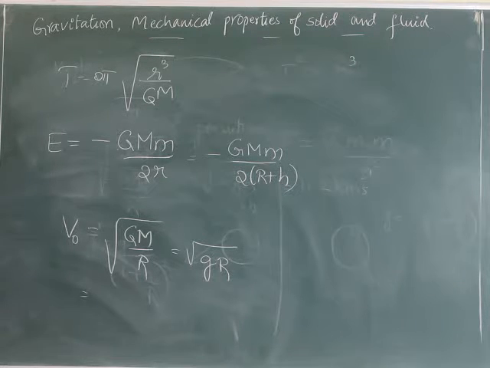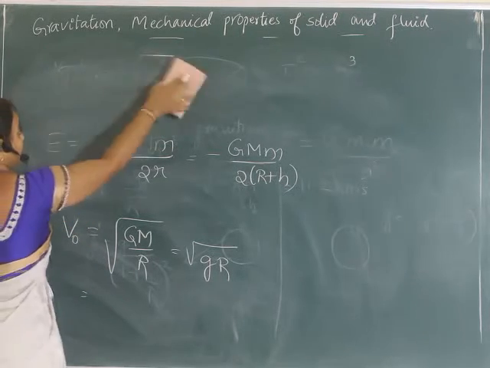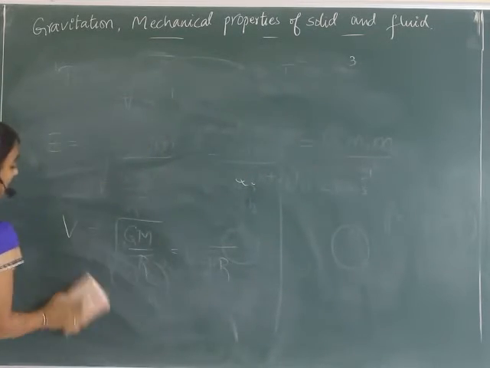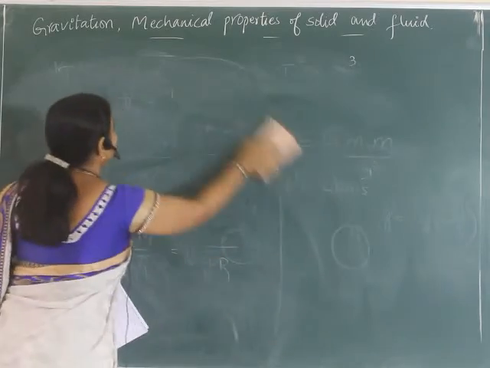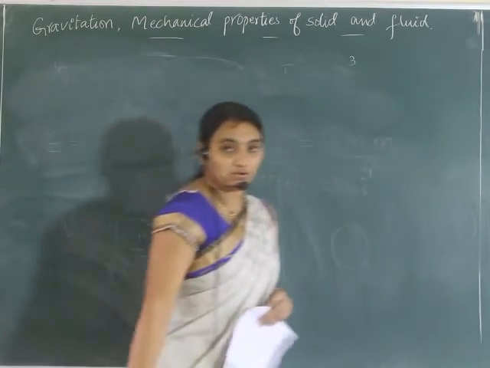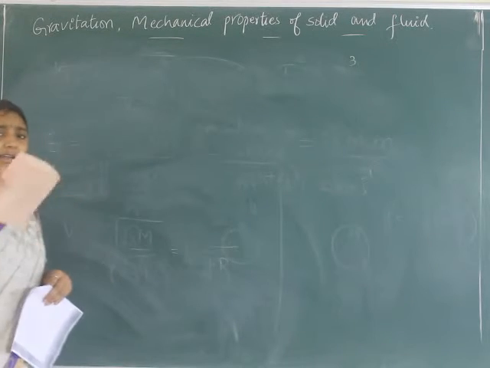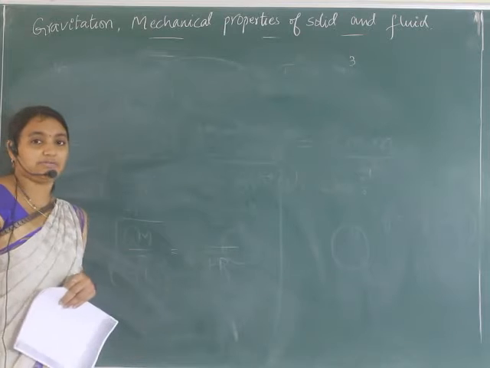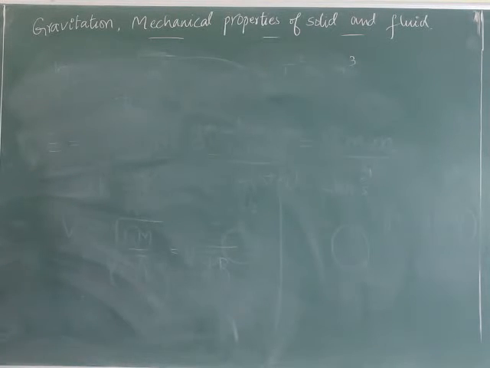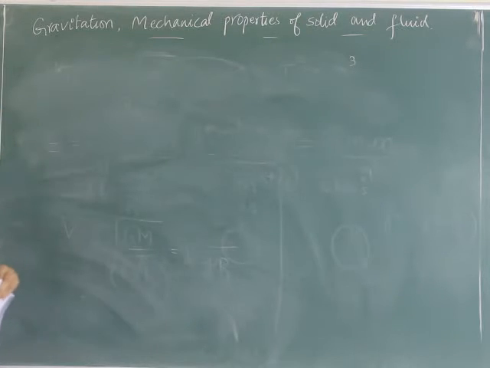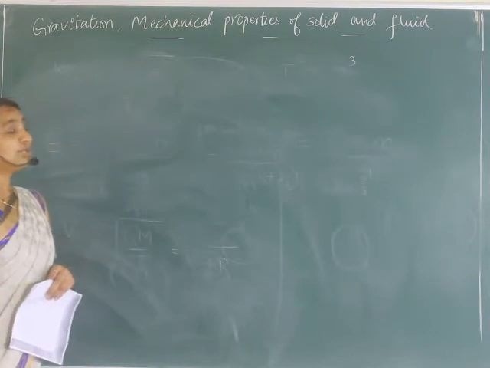The next concept which we are moving for is about the mechanical properties of solids. So what we have completed till now is about the gravitation. There are still more concepts. Please go through them. We are not going deep now, just a summary of each topic we are discussing. Now we have discussed gravitation. The next concept we are going to discuss is the mechanical properties of solids.